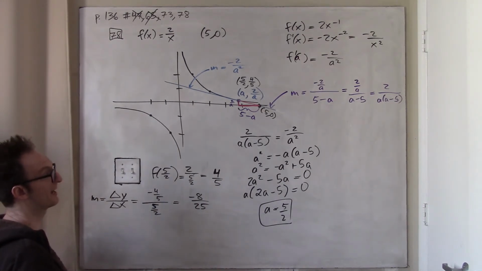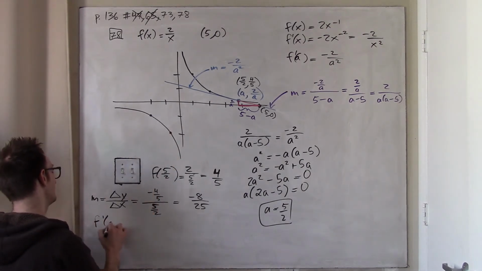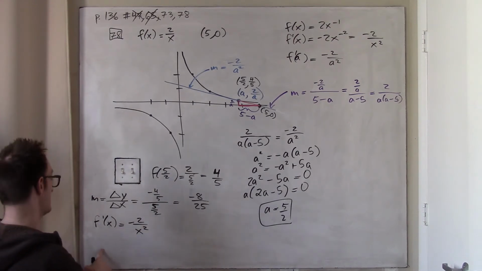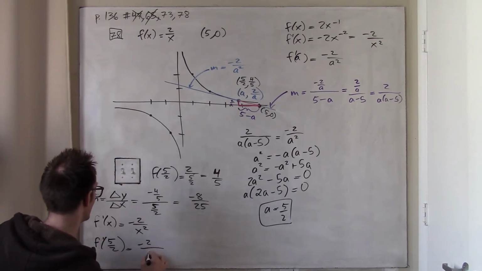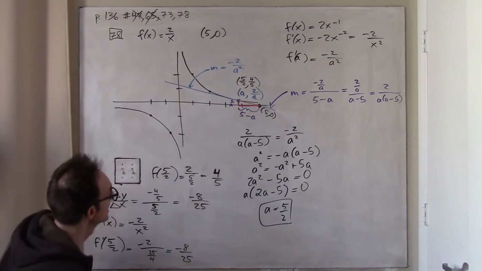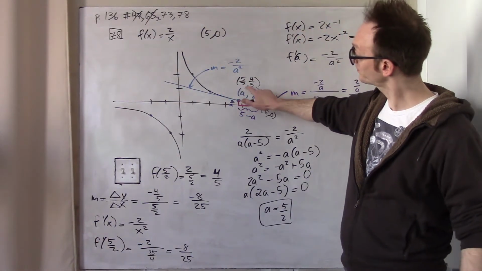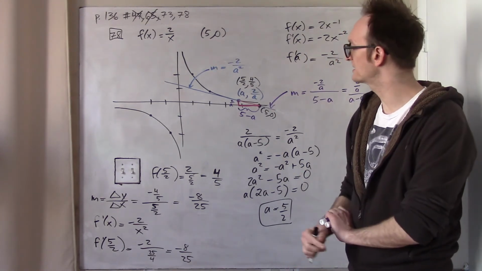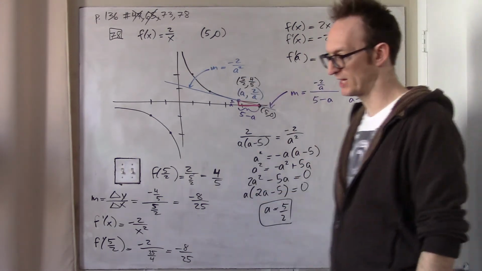Let's see if that matches up with my calculus. Well, I've already calculated that the derivative of this function is negative 2 over x squared. So if I plug 5 halves in, I get negative 2 over 25/4. And indeed, that's negative 8/25. So it just is true that this point, (5/2, 4/5), on this curve, 2 over x, has derivative equal to negative 8/25. It's all checking out, so I guess I'm done.